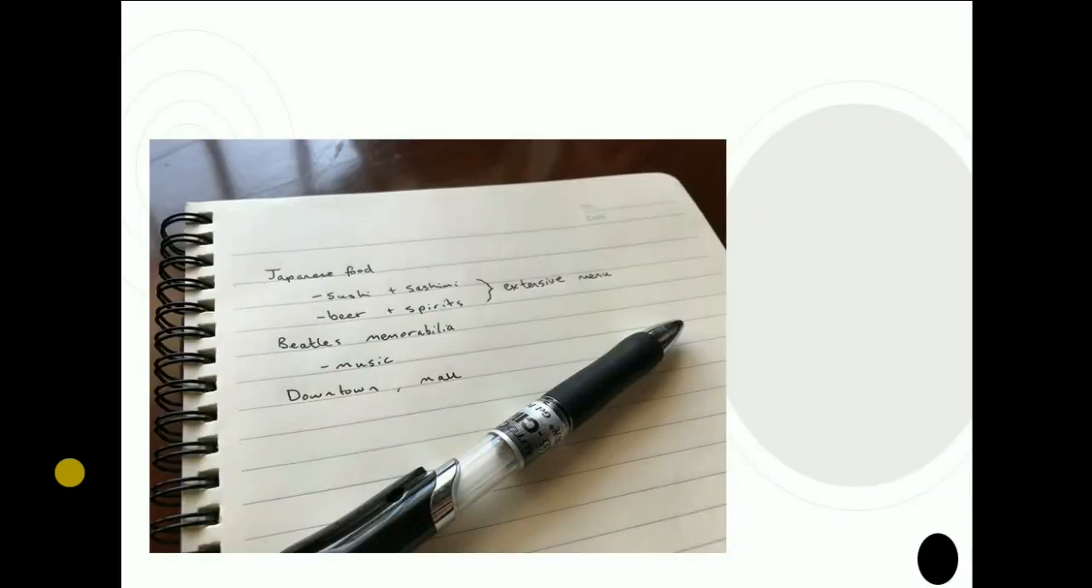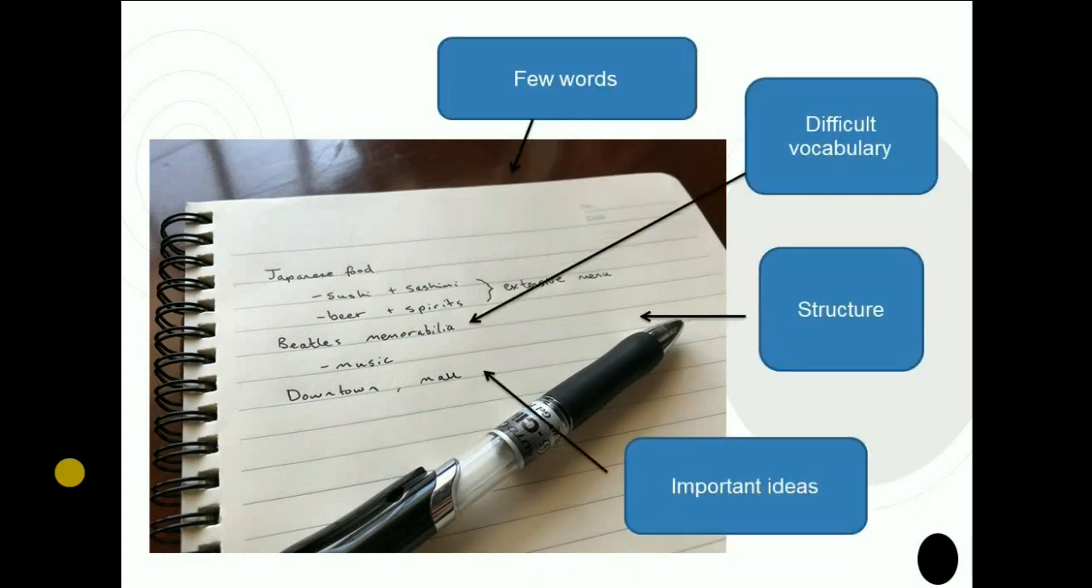Here is an example of a set of notes on the question, describe your favorite restaurant. This is actually from a video I made about 2 weeks ago. My notes include few words. That means they're easy and quick to write down. I wrote down some difficult vocabulary, the word memorabilia. I've written down a loose structure. In other words, I would talk from the first note through to the last, although you can also talk from the cue card, so this is less important. You can also include other important ideas that you might just want to remember and talk about.